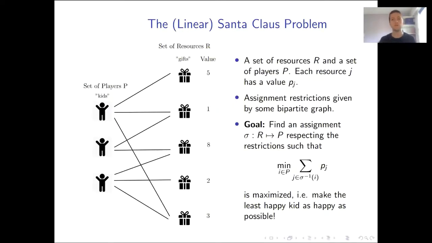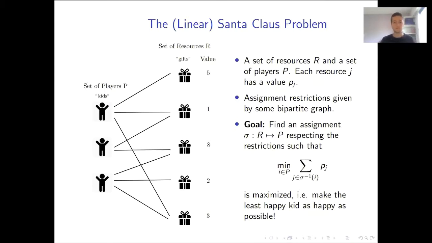So let's recall what the Santa Claus problem is in the linear case. This is a classic resource allocation problem in which you have a set of resources R and a set of players P, and each resource j has some value e_j. You can assign the resources to players according to assignment restrictions given by a bipartite graph between players and resources. For instance, the second resource on the left can only be assigned to the first and second player.